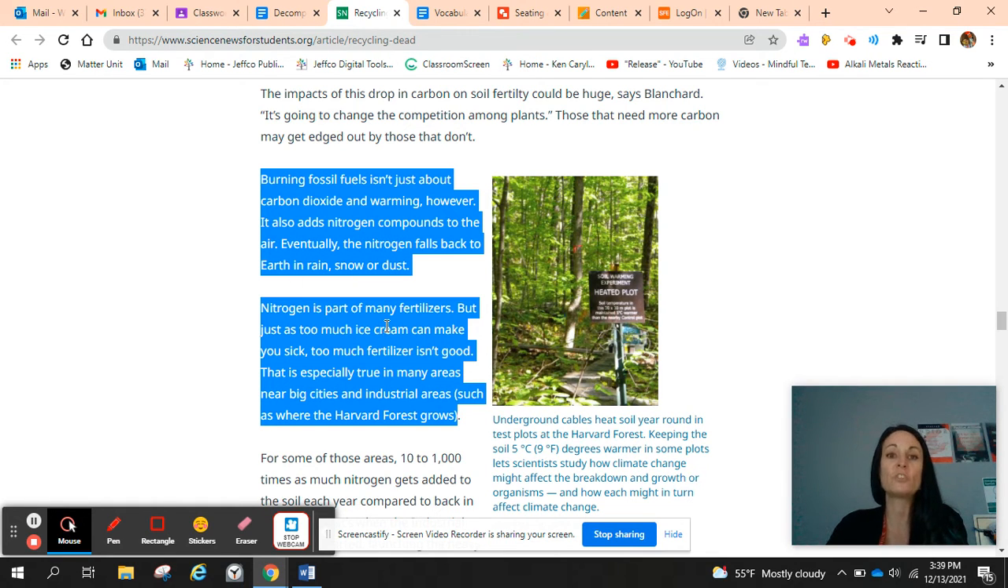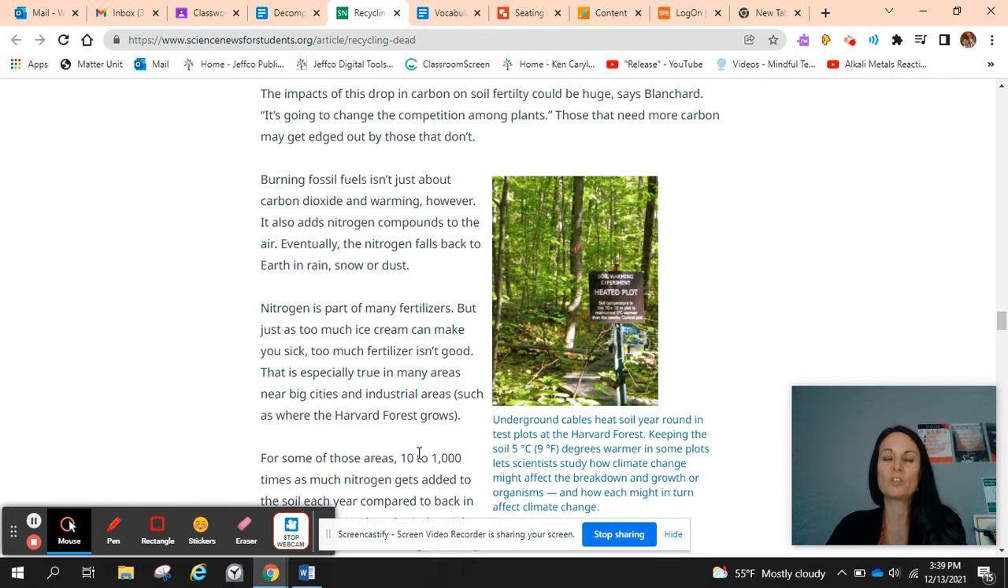Nitrogen is also part of many fertilizers. But just like too much ice cream can make you sick, too much fertilizer isn't good. And this is very true. So when you think about the way that our communities are, we strip all the good, healthy, nourished soil, we clear all that out with big machines, and then we put concrete down and houses or buildings down. And then we wonder why the grass doesn't grow or why we need to bring in so much fertilizer. So fertilizer is only really there because we have already taken the nutrients out. So if we could find better ways to build our communities, we might not need so much of that fertilizer.